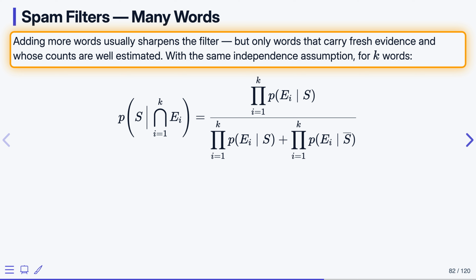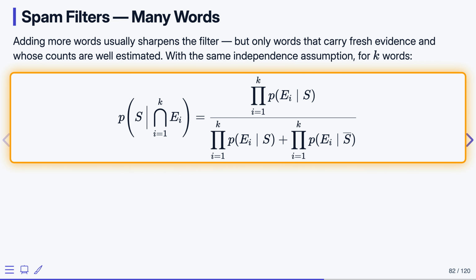The idea extends to any number of words. Adding words usually sharpens the filter, but not always. A word that just repeats a clue we already have, or one we counted from only a handful of messages, can make the score worse. If we use K words, we multiply all their spam likelihoods on the top. On the bottom, we add the product of all their good email likelihoods. The shape has not changed at all. Only the number of factors has grown.